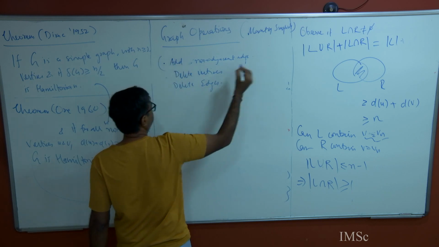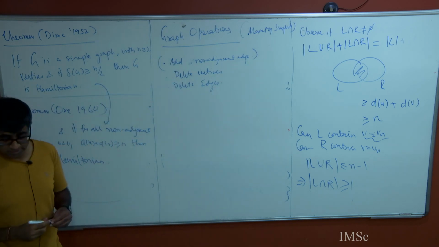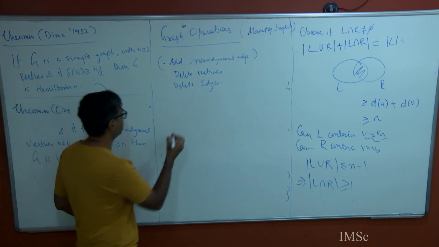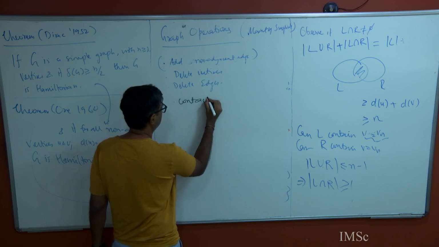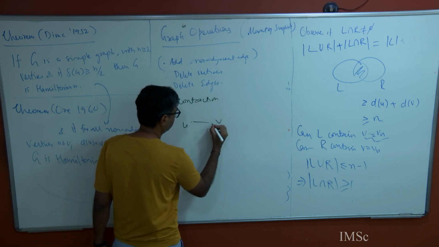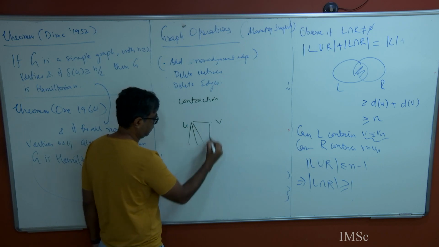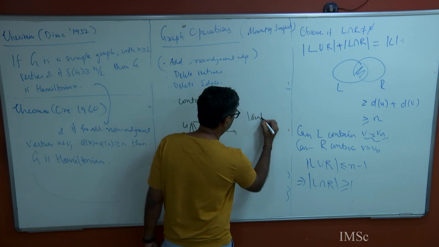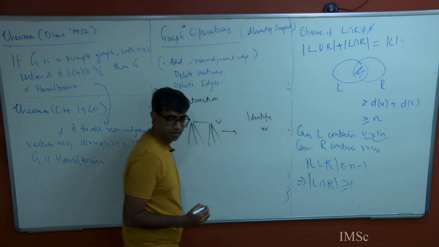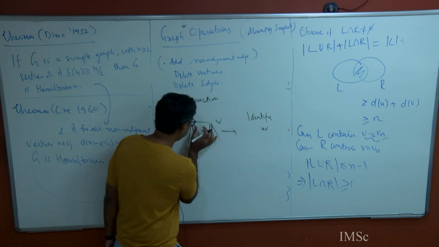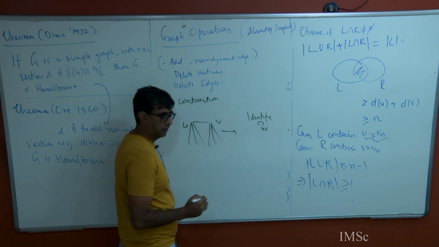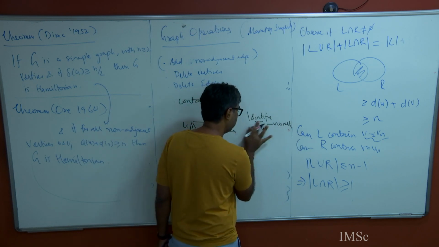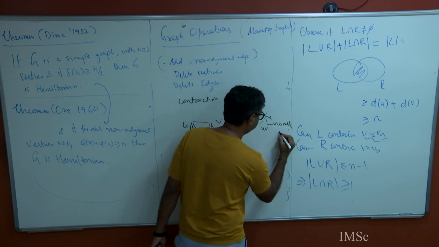I will keep this for now. There is another funky graph operation, called contraction. So what is contraction? You have an edge UV and it has neighbors. What you do is identify U and V as one vertex. Ideally, there should be a self loop, but in some cases we allow it; for all our situations, no self loops.